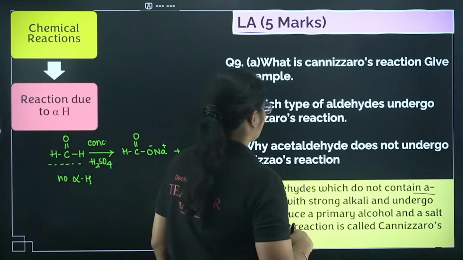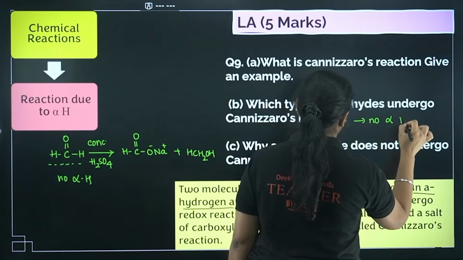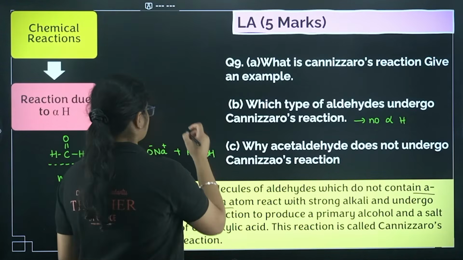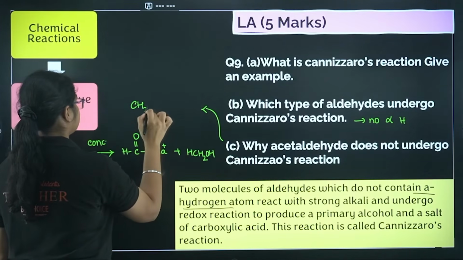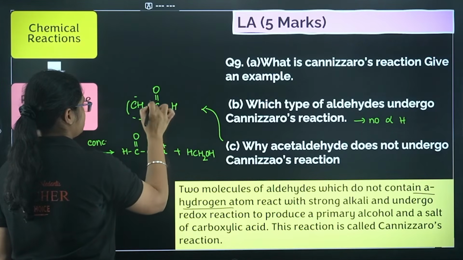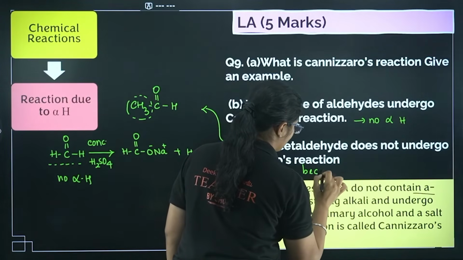Next, which type of aldehydes undergo Cannizzaro reaction? Those which have no alpha hydrogen. Next, why does acetaldehyde not undergo Cannizzaro reaction? If you see the structure of acetaldehyde, it is like this, so it has an alpha hydrogen. It has an alpha hydrogen, so that is why it will not undergo Cannizzaro reaction.